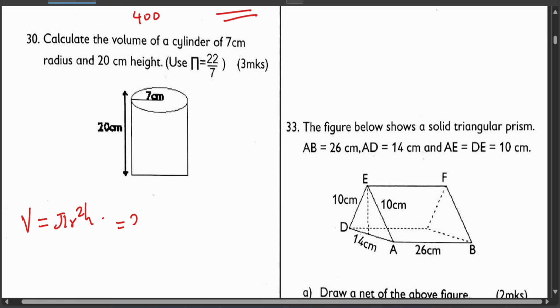Now, pi yako ni 22/7, radius yako tayari ushapewa ni 7, which is 7 squared, or 7 times 7 times your height. So hii 7 inaenda kwa 7 mara moja, so you are just left with 22 times 7 times 20, which if you multiply should give you 3080 centimeter cube, not square.